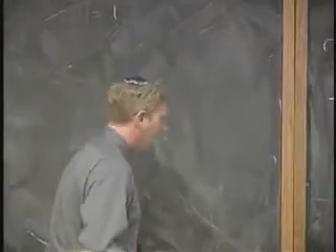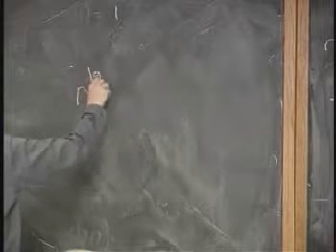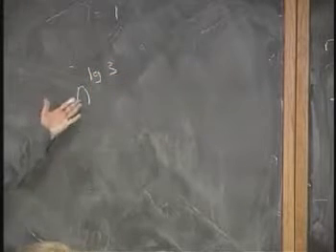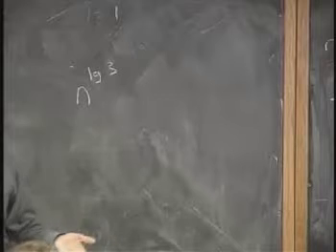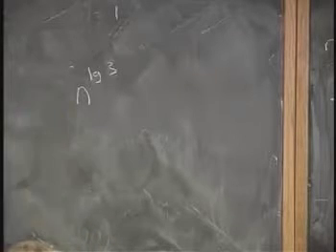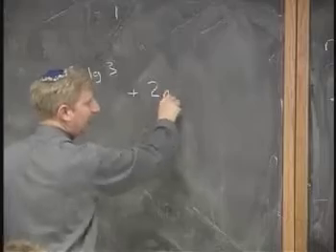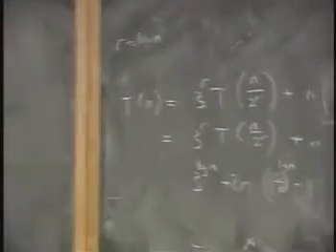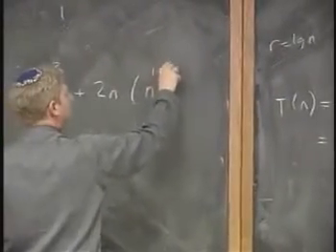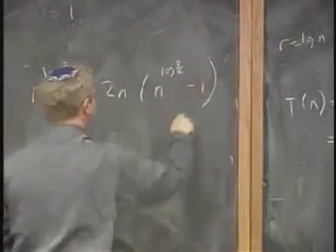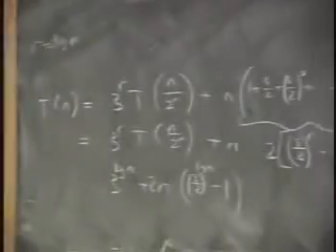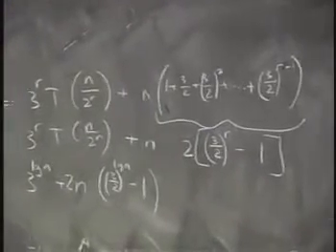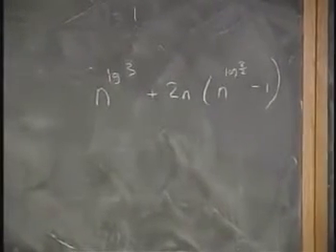Let's see. 3 to the log base 2 of n becomes what? n to the log base 2 of 3. Well, that's something that looks reasonable. n to some number. You can do log base 2 of 3 on your calculators, you can figure out what it is. Plus 2n times, what is this going to be? n to the log base 3 of 2. If you're just looking for large O, you could now drop the -1.